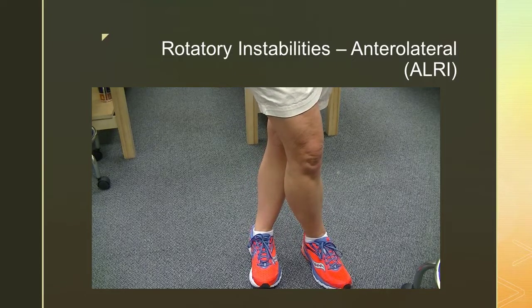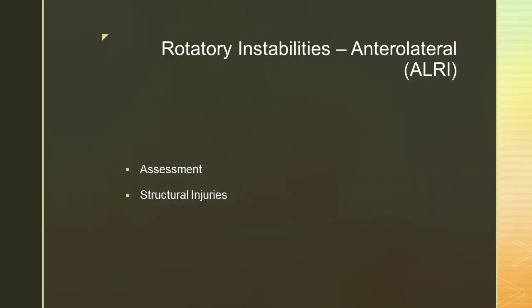With an anterolateral injury, this is going to be characteristic of an anterior inferior subluxation of the lateral tibial condyle on the femur. Therefore, the structural injuries will include things such as the ACL, LCL, the lateral joint capsule, the iliotibial band, and the biceps femoris.